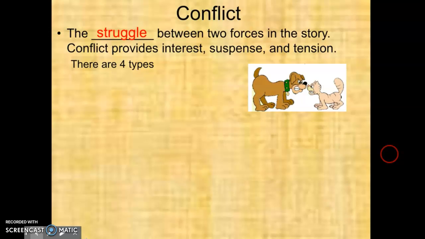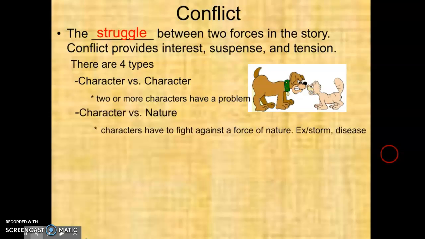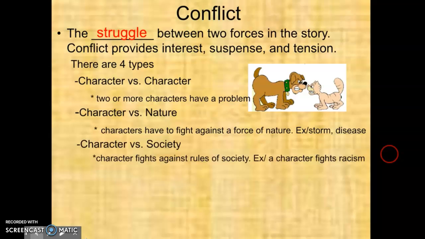There are 4 different types of conflict. The first is character versus character. This is where 2 or more characters have a problem. Then we have character versus nature. Characters have to fight against a force of nature. Then we have character versus society. This is where a character is fighting against the rules of society.